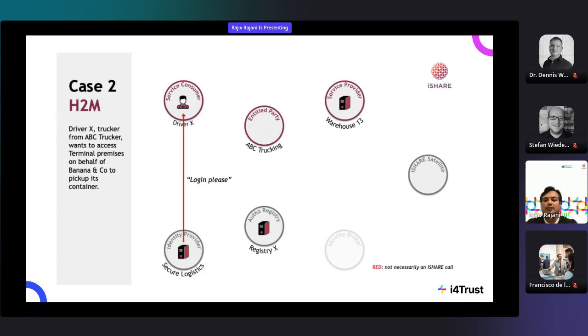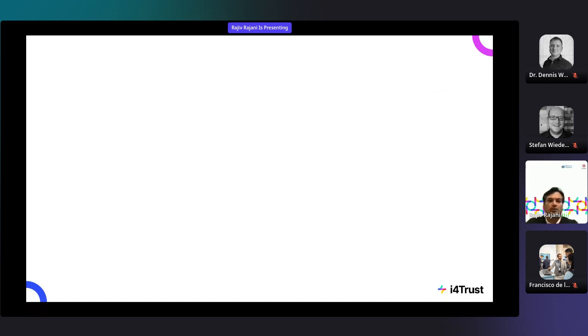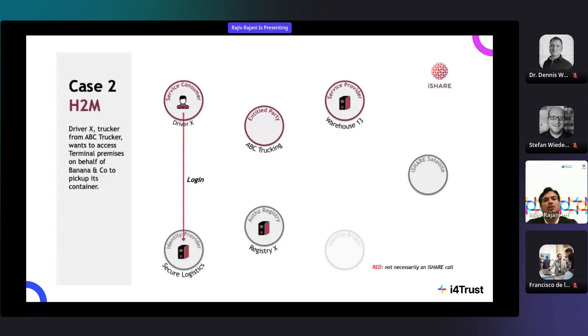Once it has validated everything and it knows, okay, this is all part of the data space and this service provider is known within the network, it can trust that, okay, the identity that it wants to log in, it can share the data with the service provider. But of course, Secure Logistics itself needs to know which of the user is trying to log in. So it sends a login screen to the service consumer. Service consumer simply provides its credentials.